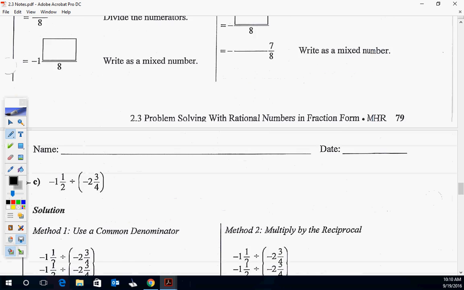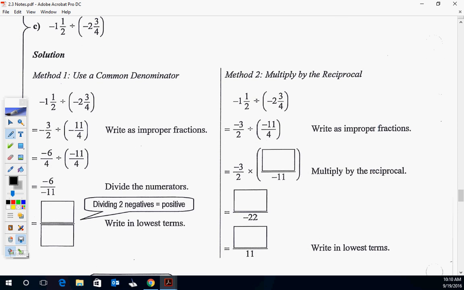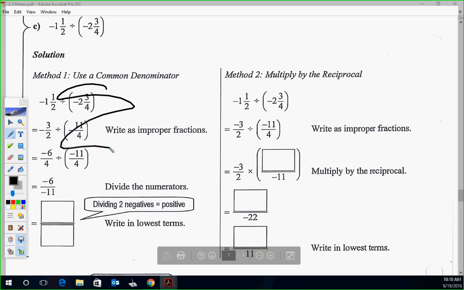Same thing for C here. I'm not going to do the common denominator. If you want to cross that out, I know people like crossing things out. You don't have to do it, right? It's exciting. Okay. All right.